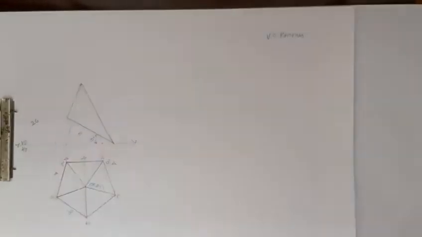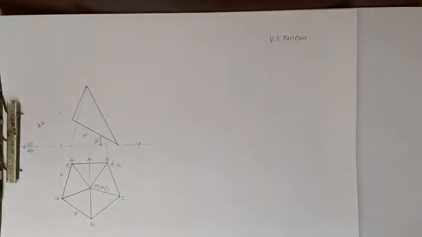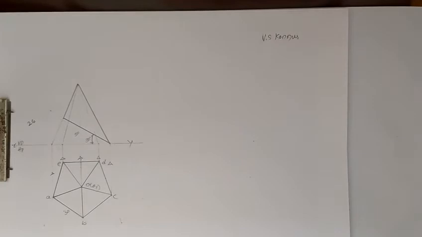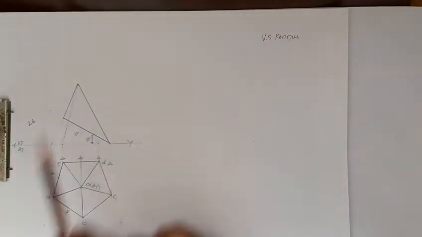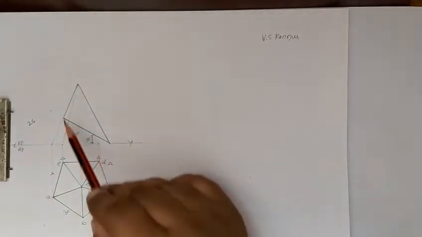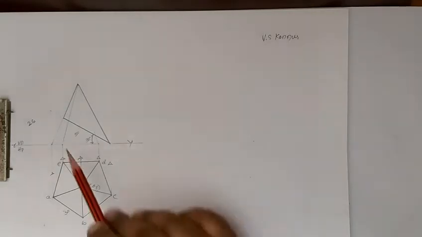Problem number 26. In this problem, this cut section is given and one of its edges is parallel to VP and HP. You have to construct a pentagon of 30 mm side and draw this pyramid. In this pyramid, this cut section is given. This part is given in the problem. This complete section is given.